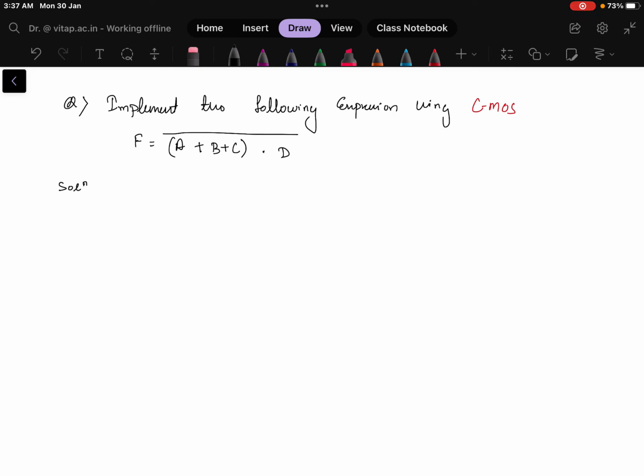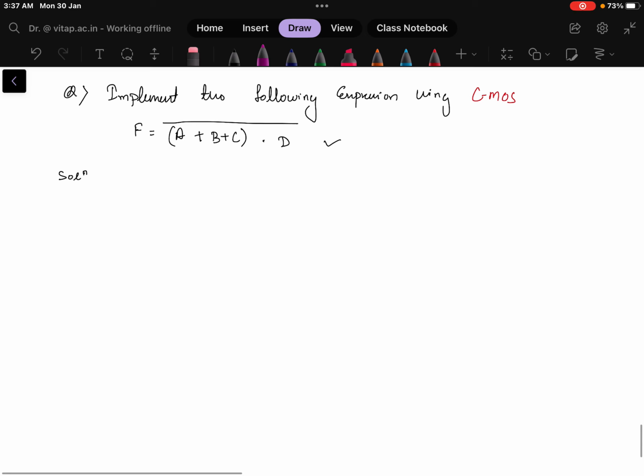In this video, we will be implementing this given Boolean expression using CMOS. In the previous video, I told what the steps are, so I am not going to repeat them. Directly, I will be trying to do it. So, let us see how to do this.